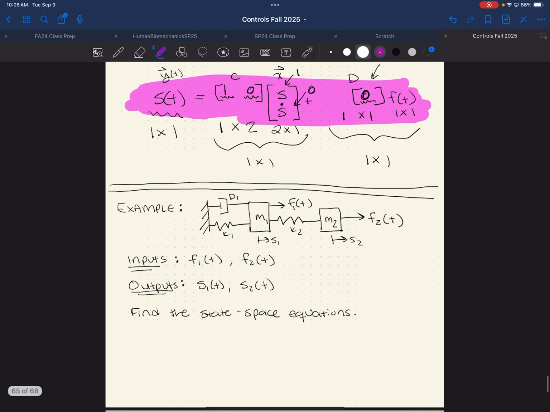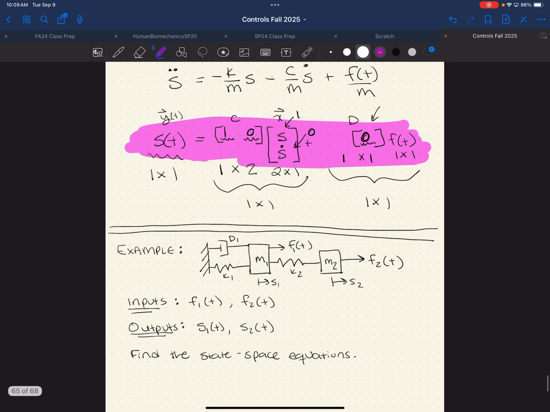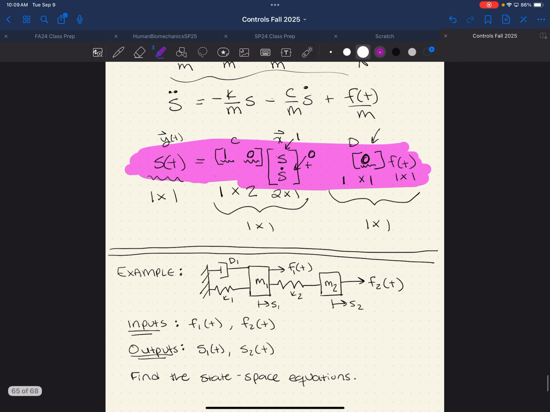Questions? Before we go on to Big Bertha here. Yes. On output, why did you put 0 by the F of t? Because f of t doesn't show up in s of t. When I multiply c times the state vector x, I get s of t. That's everything. I just want s of t equal s of t. Alright. Yep.